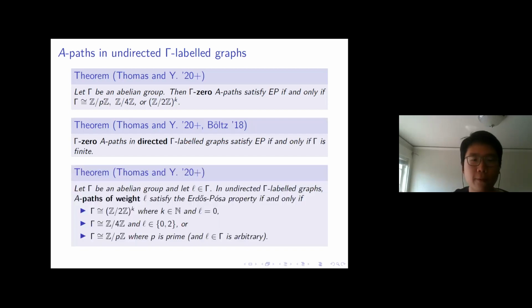Okay, and we can also further ask, so we've characterized 0 A paths. What if we just require the A path to have some fixed length? We also obtain a characterization of abelian groups gamma and elements L of gamma, such that A paths of weight L satisfy the Airish property. And again, it turns out you don't get much more than the 0 A paths.